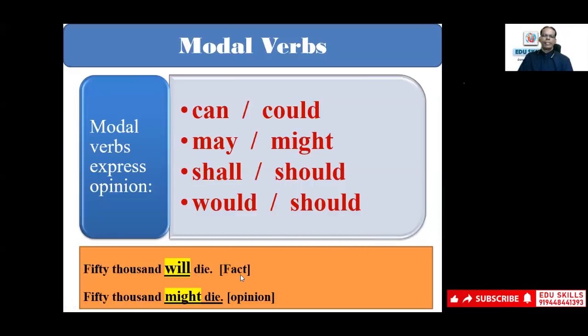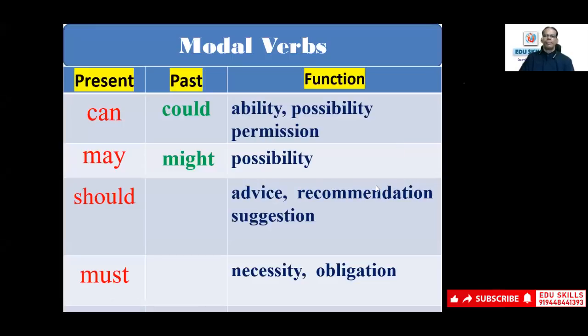50,000 will die is the fact, but then 50,000 might die is the opinion. When you say 50,000 will die, means you are sure. It's a factual statement, which usually you cannot say, speculating something. 50,000 might die is an opinion. That's the difference you should be able to make, the difference between opinion and fact.